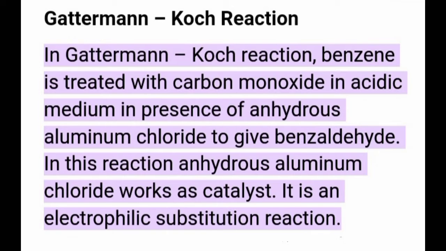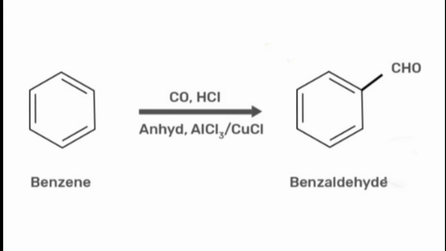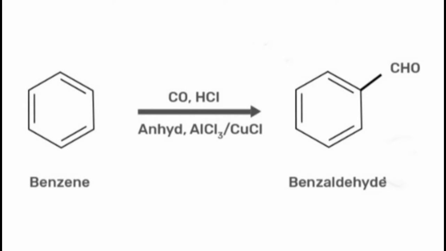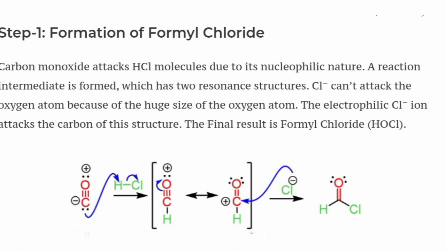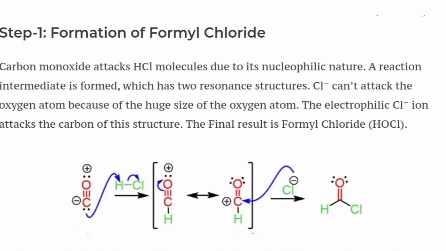Here AlCl3 acts as a Lewis catalyst. On the screen you can see how benzene with CO and HCl in presence of anhydrous AlCl3 and CuCl gets converted into benzaldehyde. Thus the CHO, formyl or aldehyde group, gets attached to the carbon of the aromatic ring. Now let us see the mechanism of the reaction.